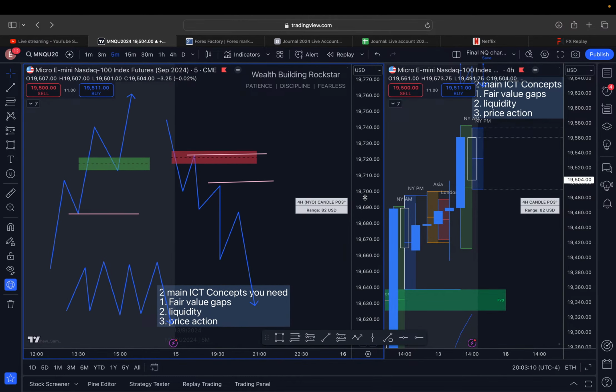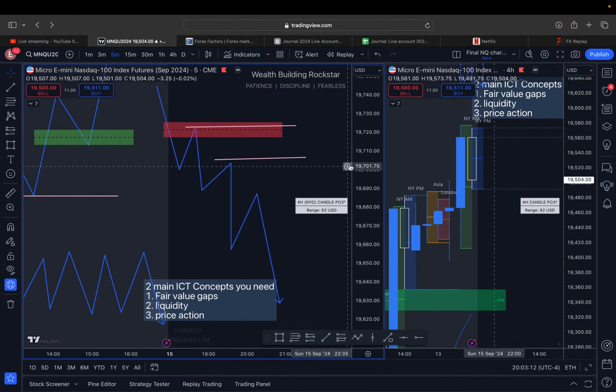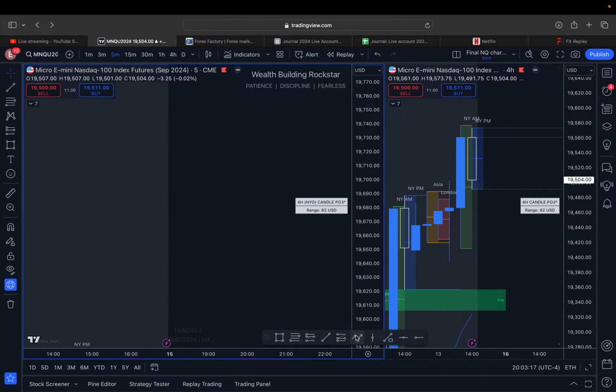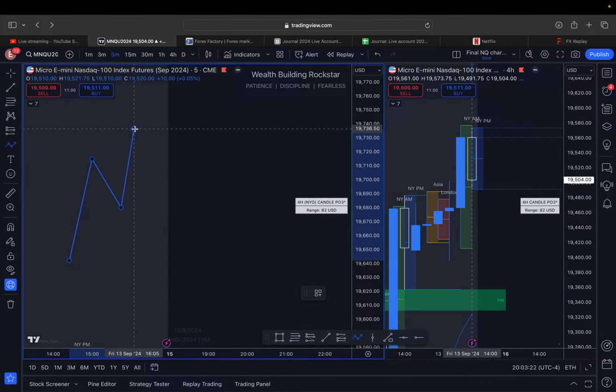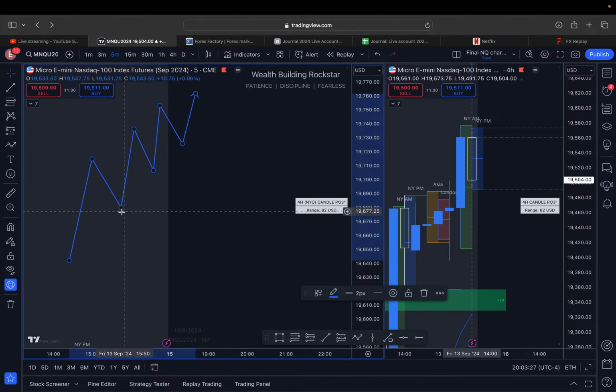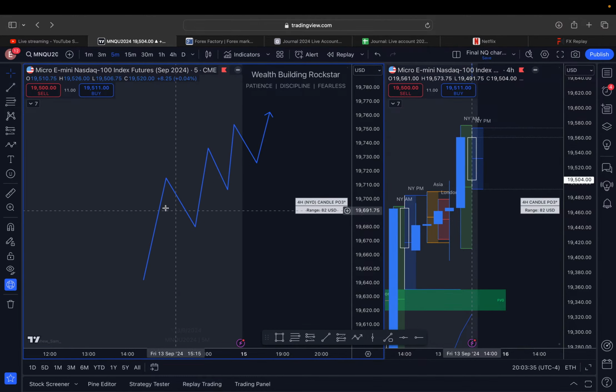Now, for ICT concepts, the main thing that he taught us was how to spot a market structure shift. I'm going to show y'all that right now. If you're in an uptrend, you're making higher highs and higher lows. This high is higher than the previous high. This high is higher than the previous high. This low is higher than the previous low. This low is higher than the previous low.